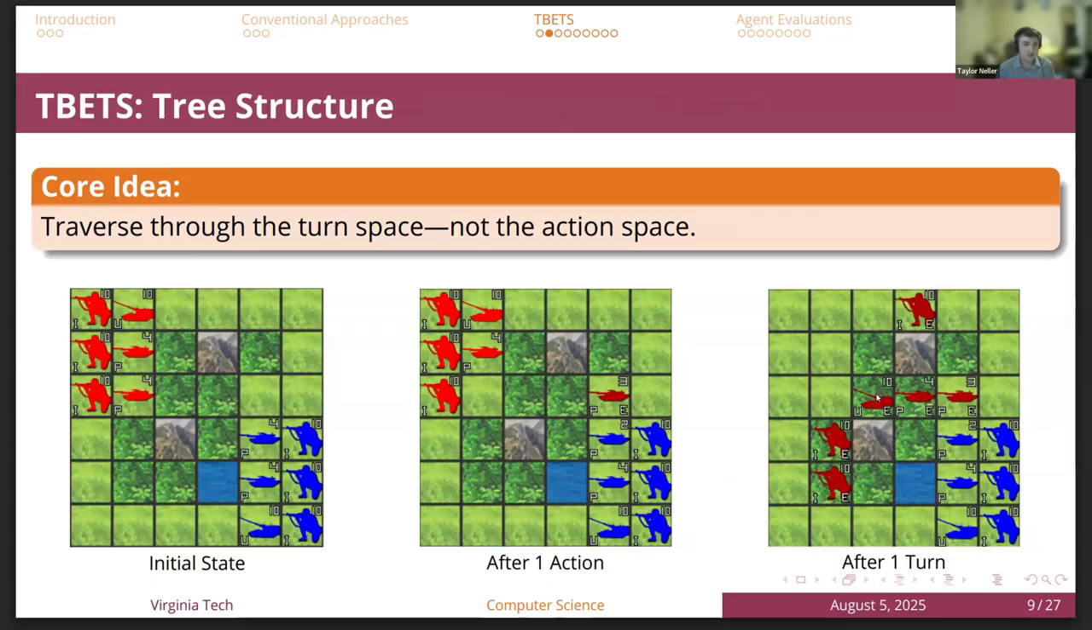So the core idea here is that we have an initial state here, and we only want to have children that are after the entire turn is done, not just one action. So we see here in the middle, one action might be a singular tank move and attack there, whereas one turn would be every unit moving.